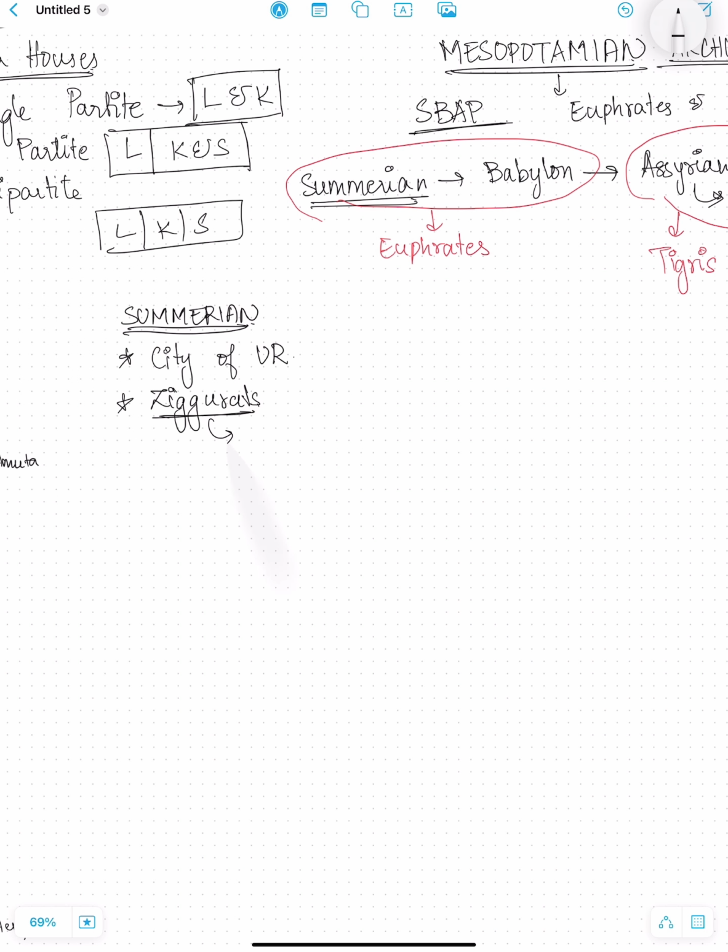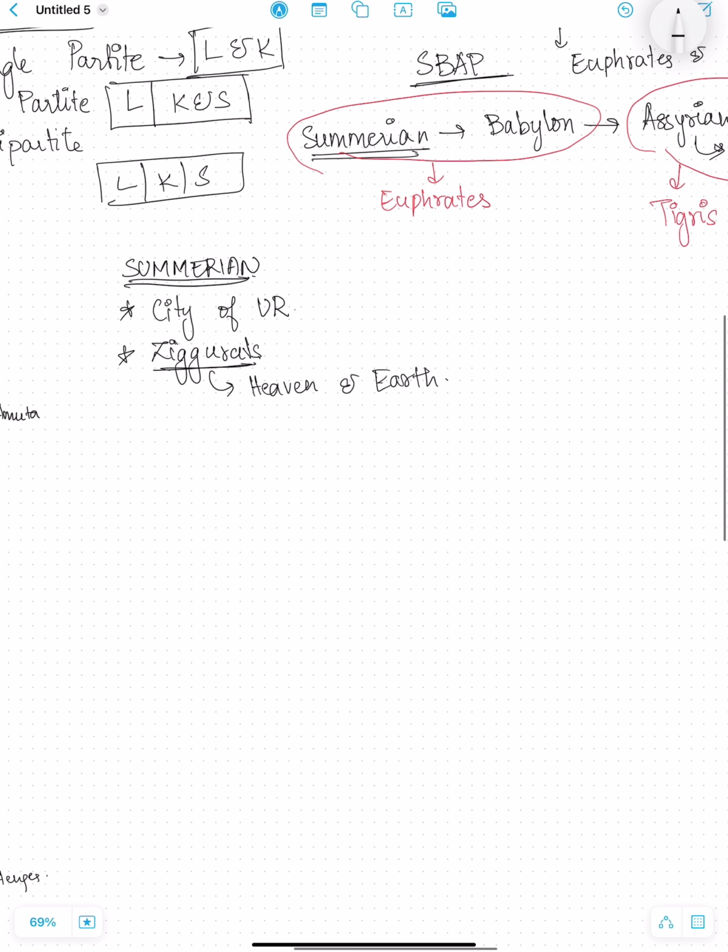Okay, so this connects heaven and earth, and they were generally 3-story high. Okay, so I'll draw a rough figure of a ziggurat.